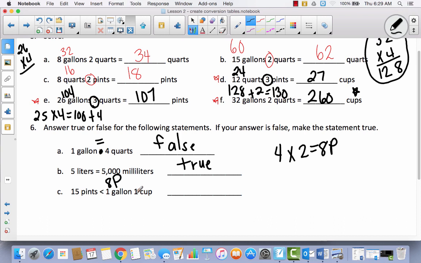So I've got 8 pints plus 1 cup. Is 15 pints less than 8 pints and 1 cup? No, this is false. So if I want to make it true, I could just change this to greater than.